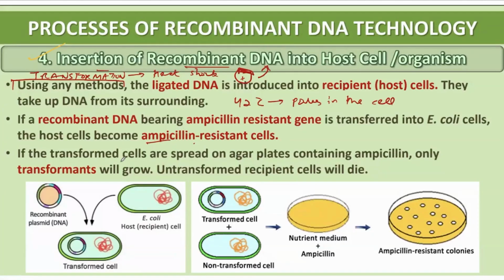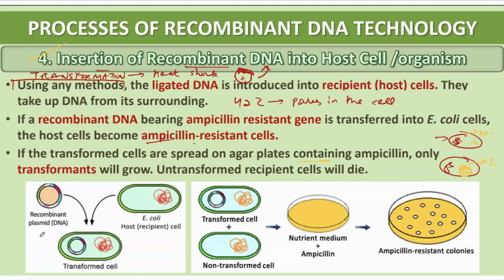Now, if the transformed cells are spread on an agar plate containing ampicillin, only transformants will grow and recipient cells will die. As I already mentioned, we have this DH5 alpha. What if this DH5 alpha takes up the ampicillin plasmid, and this one doesn't? This will die and this will survive. And that's how we get the colony containing the ampicillin plasmid with the transformant.